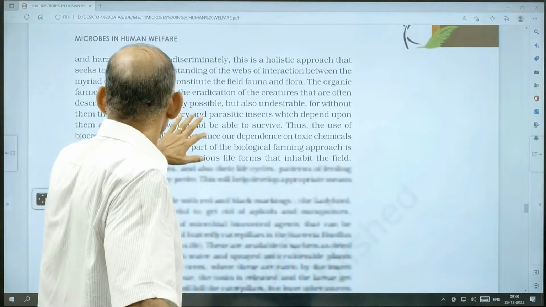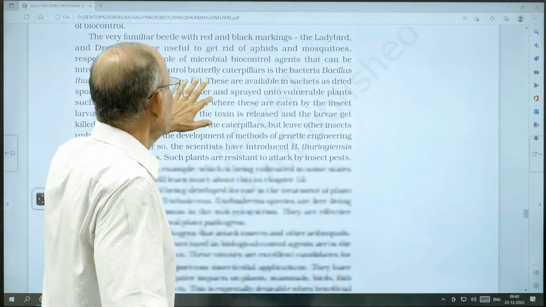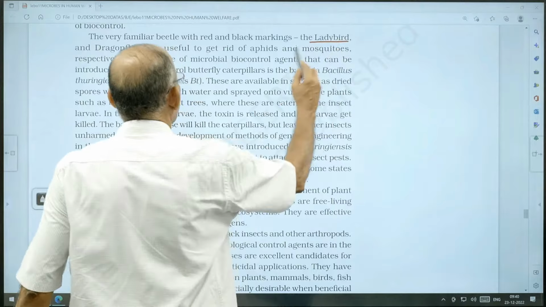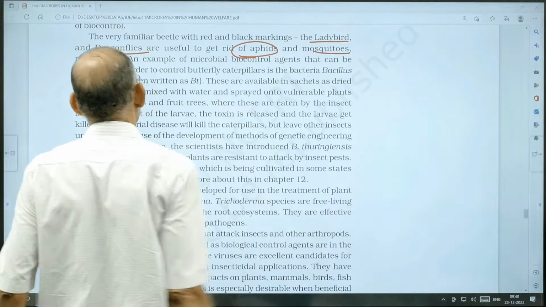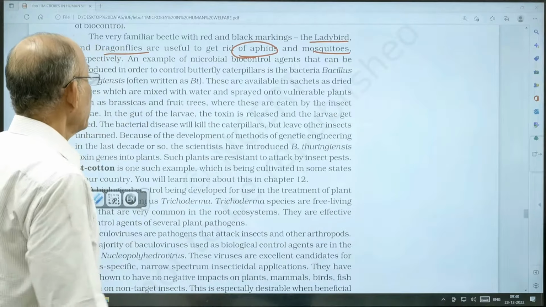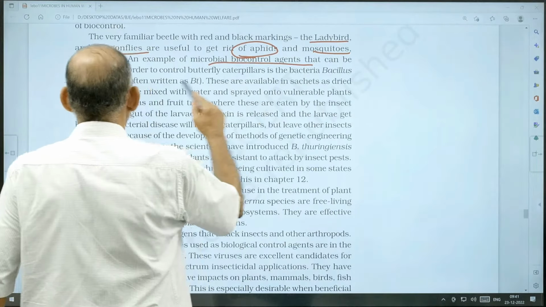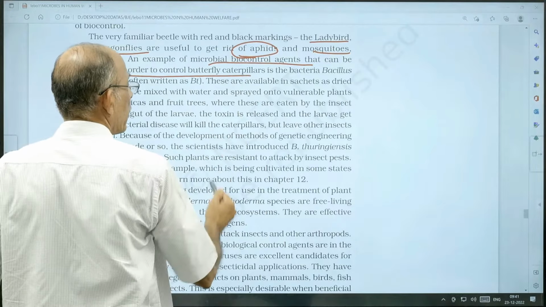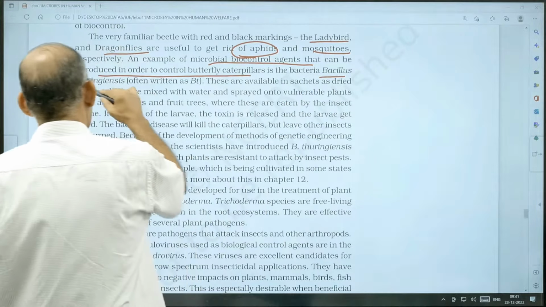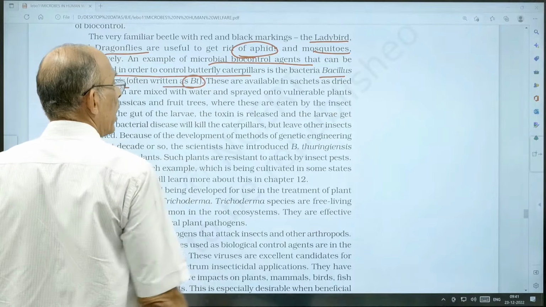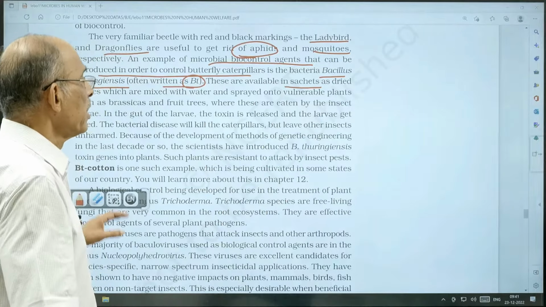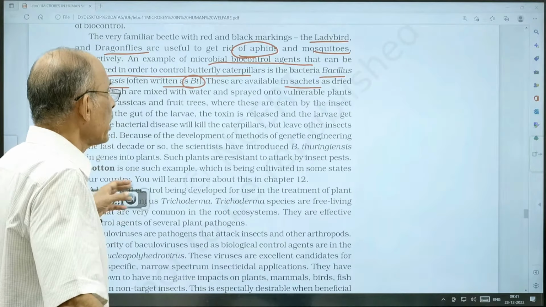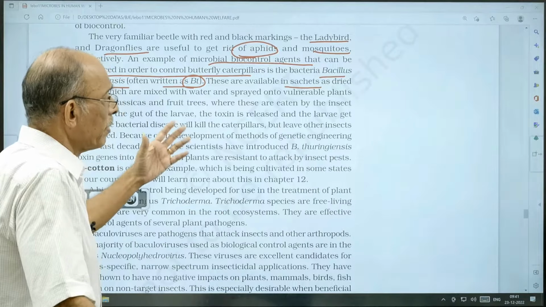Two such examples are the ladybird, which removes aphids, and dragonflies, which remove mosquitoes. Another example is a microbial control agent that can be used to control butterfly caterpillars, Bacillus thuringiensis, written as BT. It is now available in small plastic packets, which can be mixed with water and sprayed on the leaves.